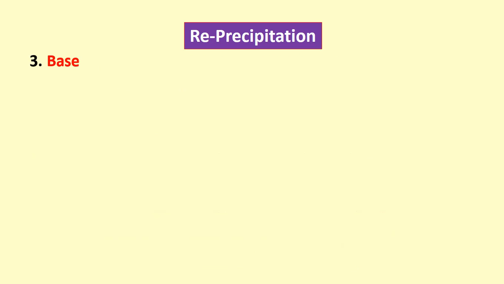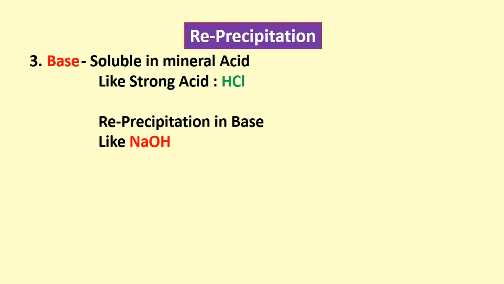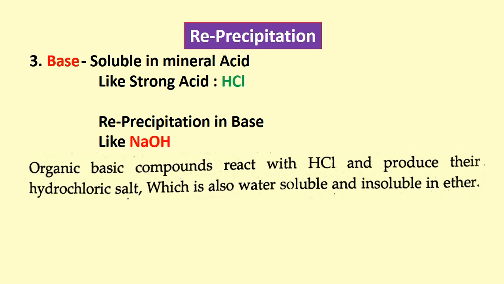Next, the third one is the base. A base reprecipitates only in base and is soluble in acid. Organic base compounds react with HCl and produce their hydrochloride salt, which is water soluble and insoluble in ether, like acid. This is the amine structure. R means methyl, ethyl, propyl, butyl, and a phenyl ring system is also possible. R-NH2 reacts with hydrochloric acid to give RNH3 Cl.